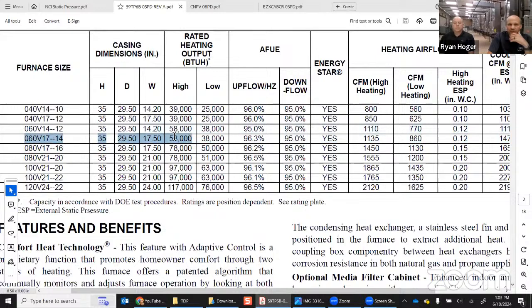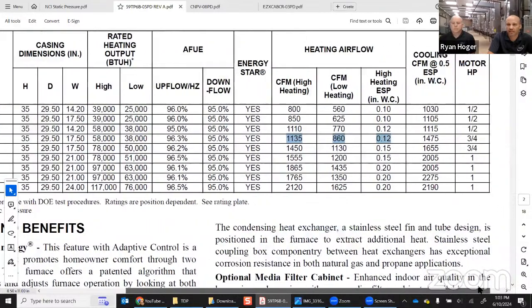We're looking at this particular furnace. It has general specifications on it and efficiency and all that great stuff. And then as you move over here to the right, we have CFM for high and low heating. We have static pressure for heating, for high heating. And then we have the static pressure at 0.5 inches and the CFM associated with that for cooling. This does not mean the static pressure you're going to see on your project. This is just one snapshot of what could happen.